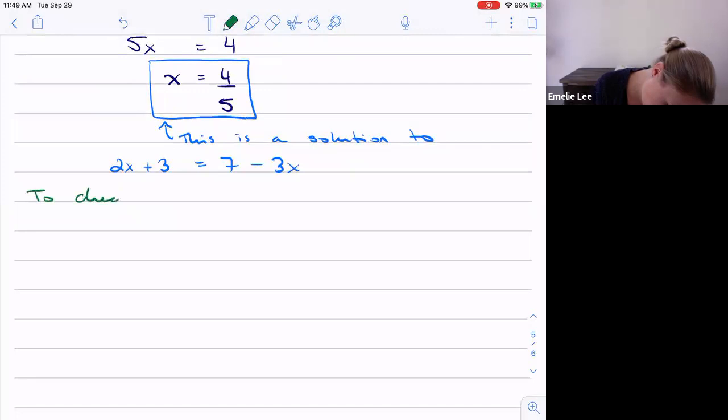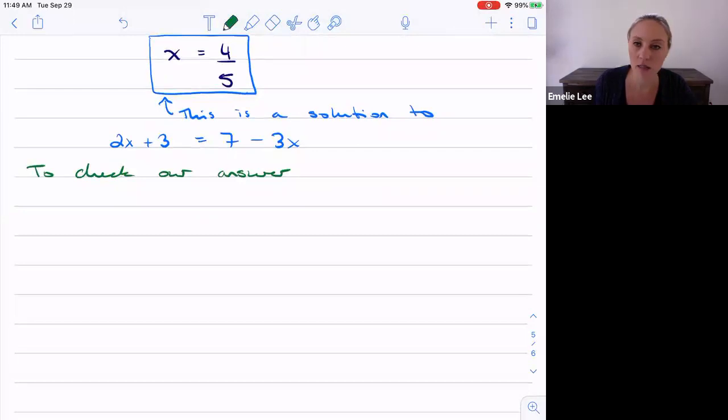To check our answer, I'll be right back, but start plugging in those values. So the x equals 4 over 5.